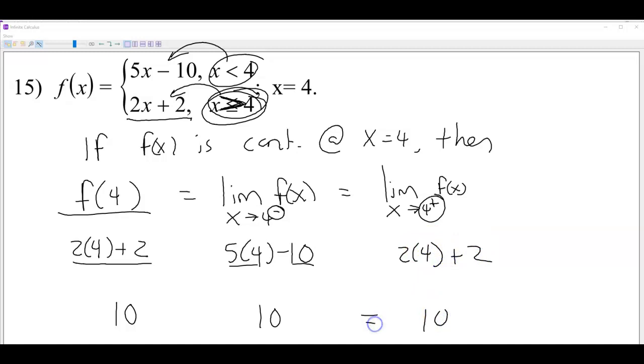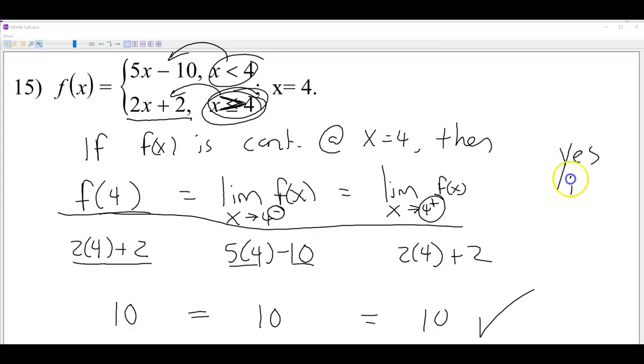Now notice how all three of these are equal. So if f of x is continuous, then all these things should be equal, and they are. So check mark. So the answer is yes. It is continuous at x equals 4. And actually, we shouldn't say it. On FRQs, the word "it" is a no-no. We should say, yes, f of x is continuous at x equals 4.